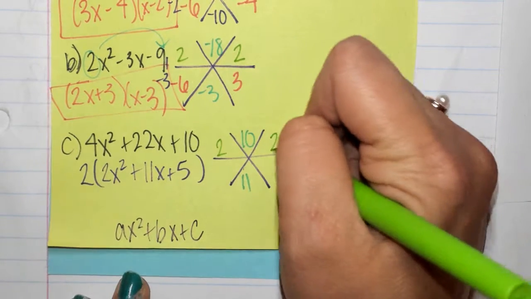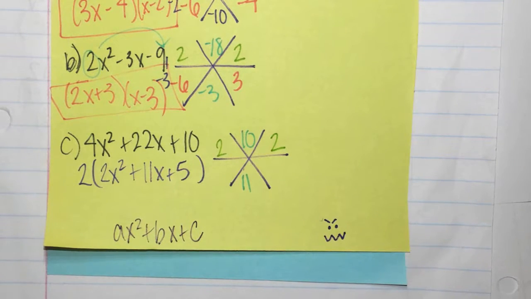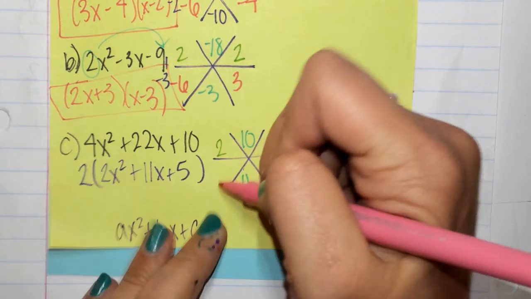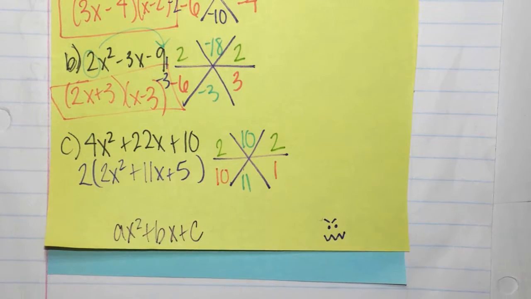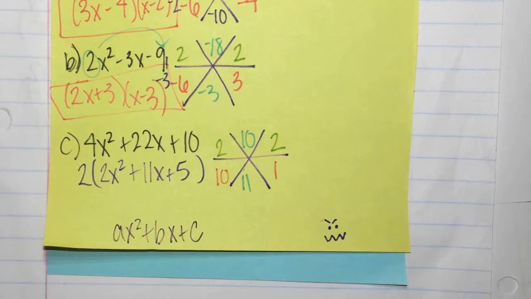2. Alright, we need 2 numbers that multiply to give us 10 and add to give us 11. 10 and 1. Fantastic, take a point. Now, which fraction does not reduce? 2 and 1. And how do I write it in my parentheses? 2x plus 1. Take a point.